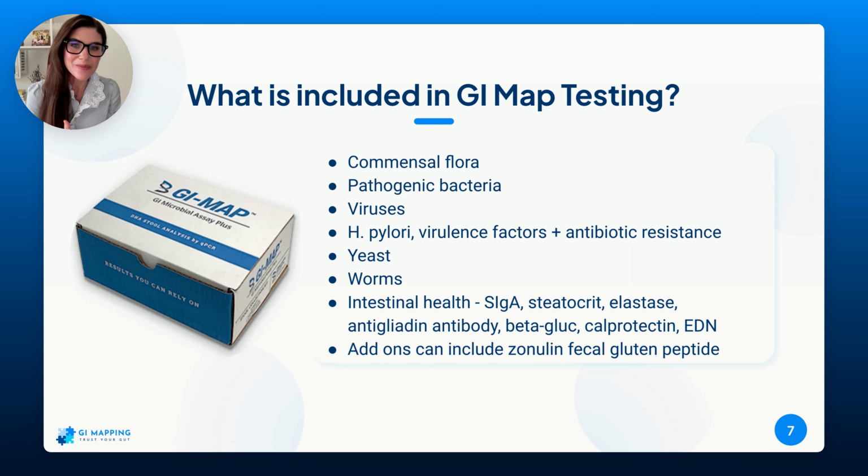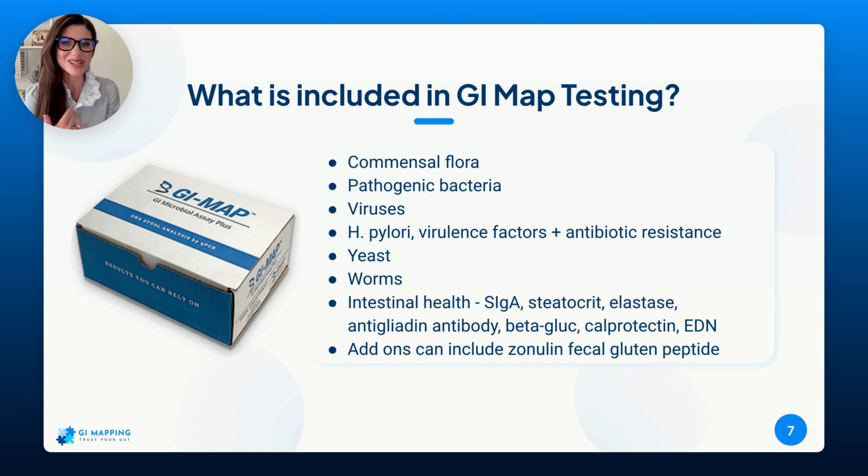We get a picture of commensal flora, or the healthy bacteria. We get a picture of the pathogenic bacteria, viruses, H. pylori, but that also comes with virulence factors for H. pylori and antibiotic resistant strains. We see all forms of yeast. It looks for worms. And then we have a beautiful section at the end on intestinal health.